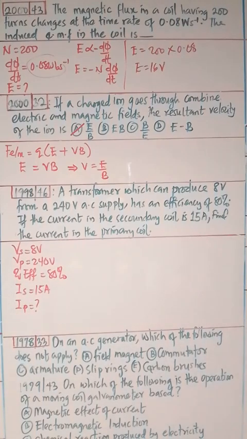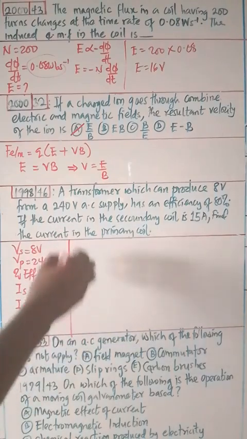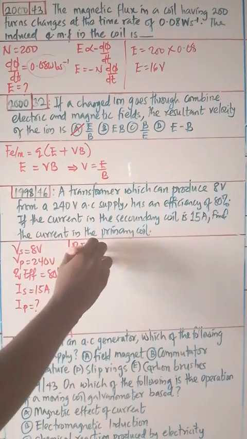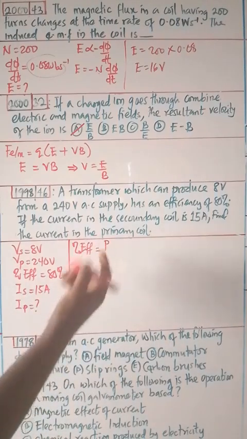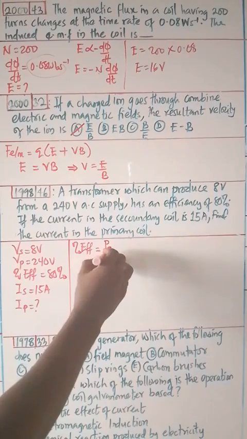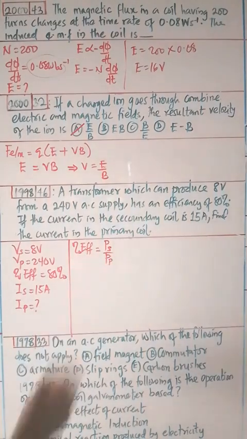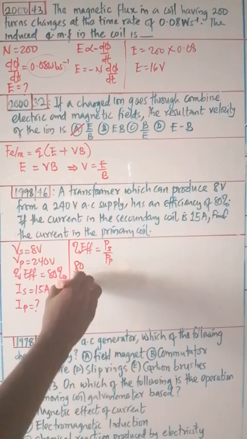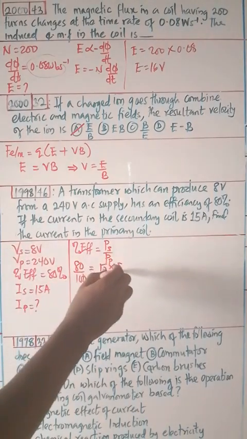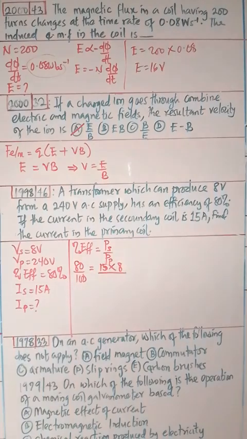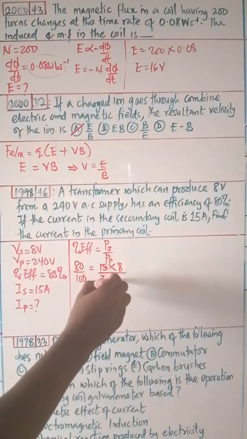It's not 100% efficient. So you have to recall that the efficiency of a transformer is the ratio of the output power PS over PP. So that's power output over power input. So in this case 80%, that's 80 over 100 equals to, for secondary power, that's ISVS. We know IS, we know VS. So IS is 15, VS is 8, that's 15 times 8 over, for the primary, that will be IPVP. We are looking for IP, but VP is going to be 240.